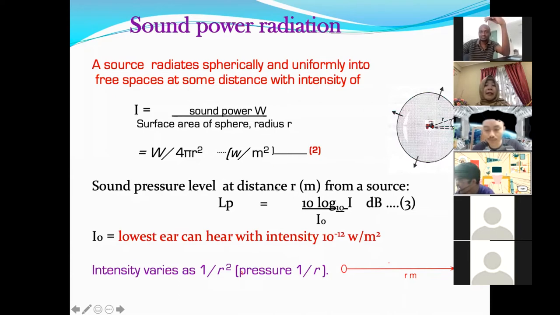If you are a contractor, let's say, and you want to buy a machine, the manufacturer will give you information about watt. Sometimes only watt is given, so you need to calculate what the LP is. Sometimes, now they give both values, watt and also LP. If there's no LP, you need to calculate from the watt given. All right.